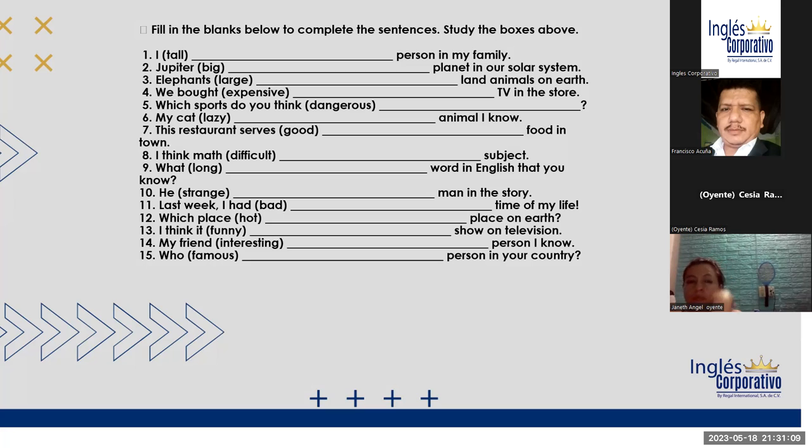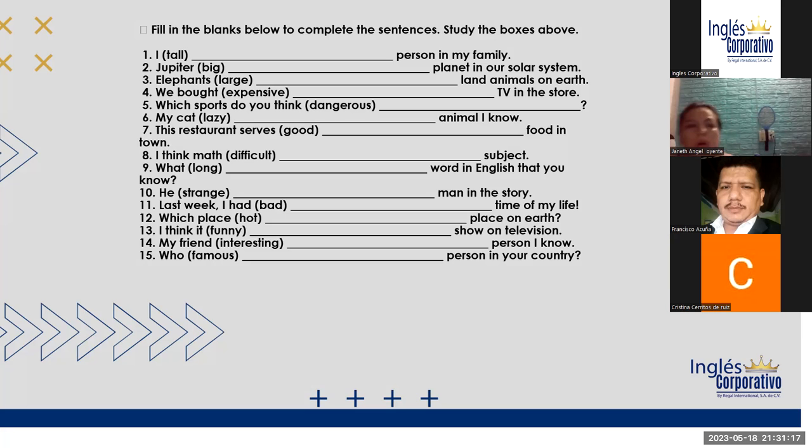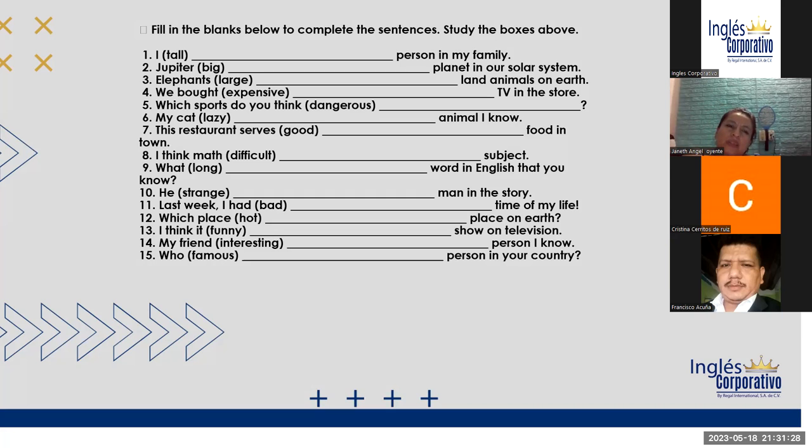Ok, Janet. ¿Cómo sería el siguiente? Permíteme. Entonces, ahí sería biggest. Biggest. Porque estamos hablando de que está la consonante, vocal, consonante, se duplica. Correcto, pero también ahí le entendí que hay que ocupar el verbo to be. Sesion, ahí nos acaba de enviar una respuesta. It's the biggest. Entonces sería Jupiter is the biggest planet in our solar system.